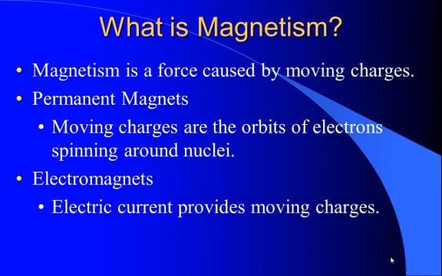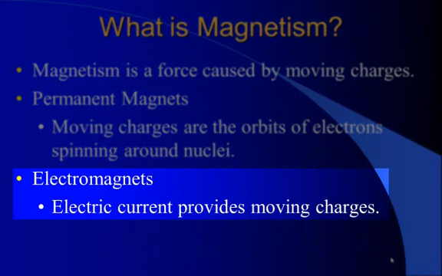In a non-magnet, the spin of the electrons is much more random, so all the little individual magnetic fields from those moving charges cancel out. In an electrical magnet, or an electromagnet, the electric current provides the moving charges to create the magnetic field.